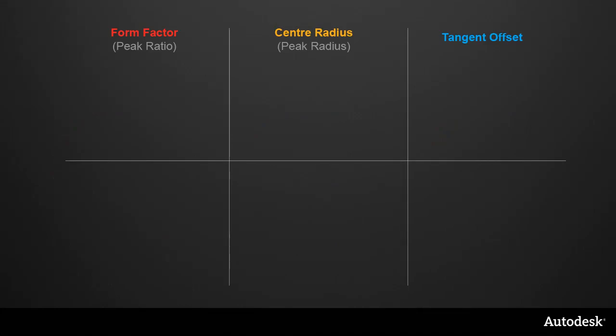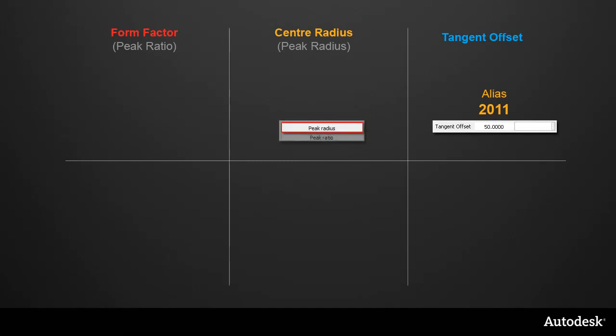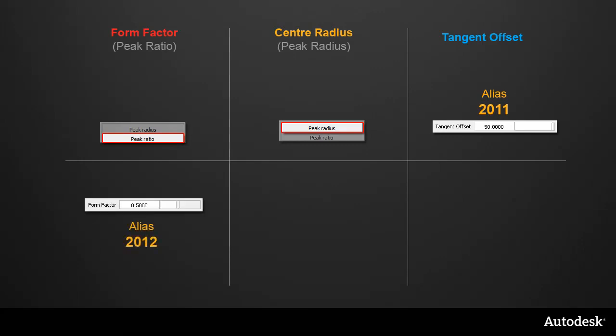But as well as the terminology, the emphasis in the workflow has changed. In previous versions, the tangent offset was the main setting, and then you chose a value for either the peak radius or the peak ratio. In Alias 2012, the emphasis shifts to the form factor as the main setting, as it provides a consistent fillet shape regardless of the other two settings or the physical size of the surfaces.